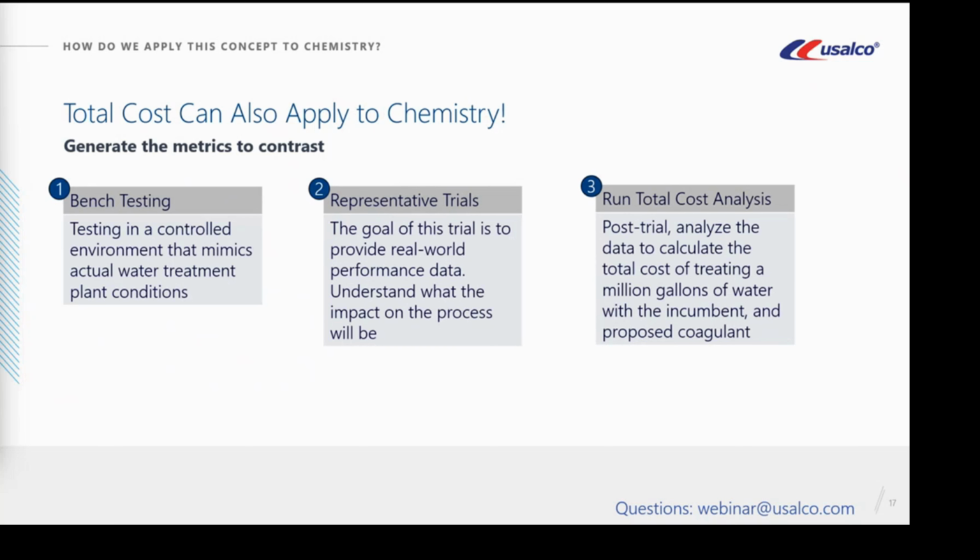So how do we apply the same economic concept to coagulant chemistry? This logic is applicable to the field of water treatment as well, with some unique considerations because we're going to be contrasting coagulants. So first, we need to generate metrics to contrast. And the first way to do that is to begin by bench testing. It is necessary to conduct thorough testing of coagulants in a controlled environment that mimics the actual water treatment plant's conditions.